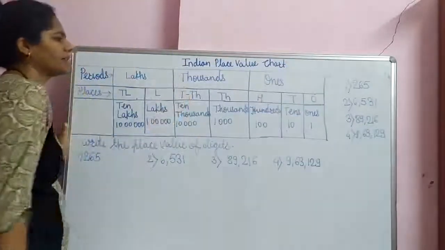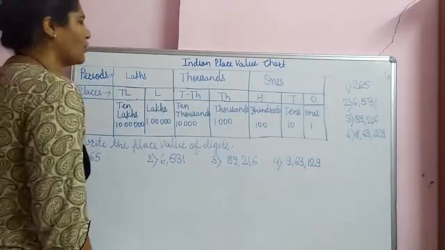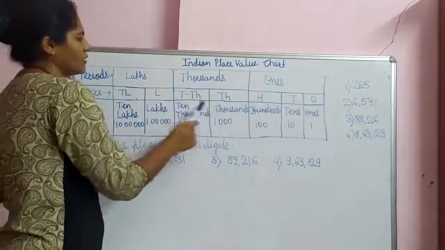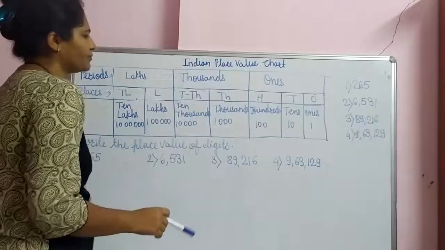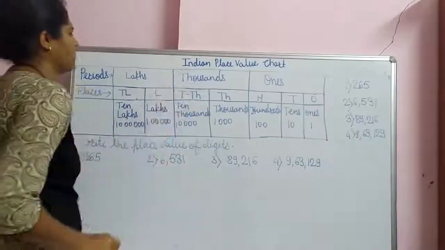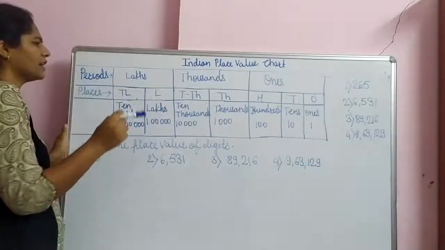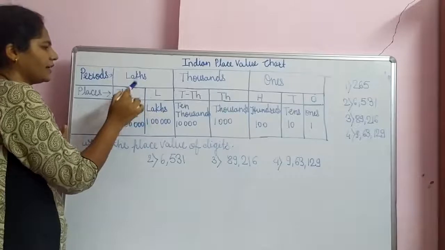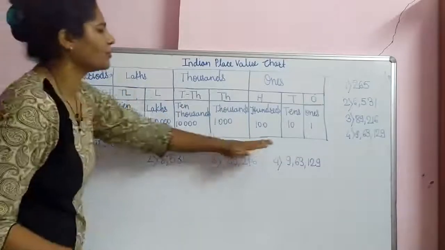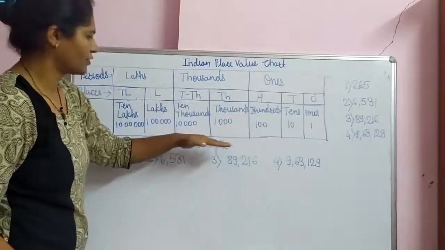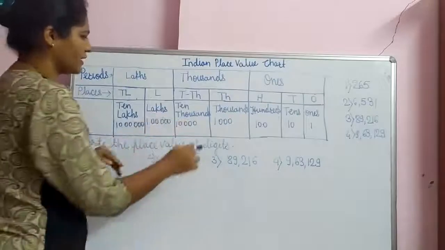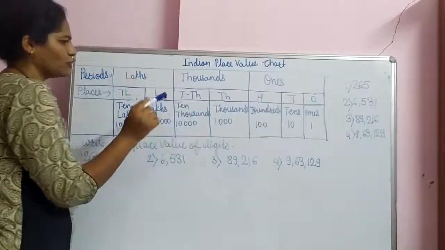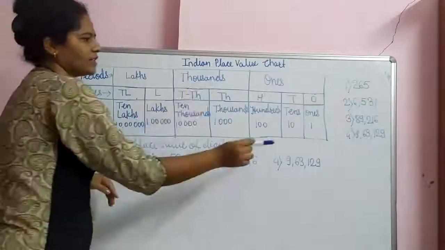Now the next period is 1000. In the 1000 period which places are there? 1000 and 10,000. This is the second period. And third is lakhs. In lakh which places are there? Lakh and 10 lakh. So first group of 3 places, next group of 2 places. Here 2 places are there and here also 2 places are there. But in the last one 3 places are there.